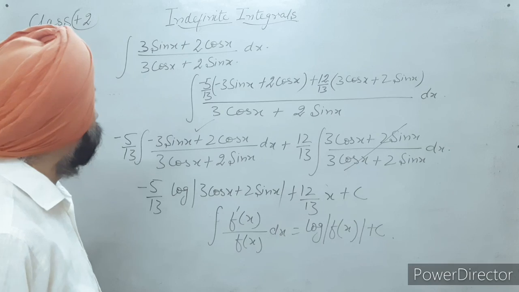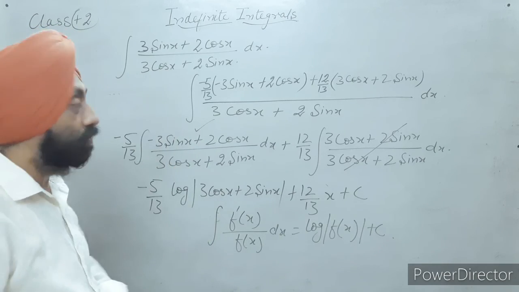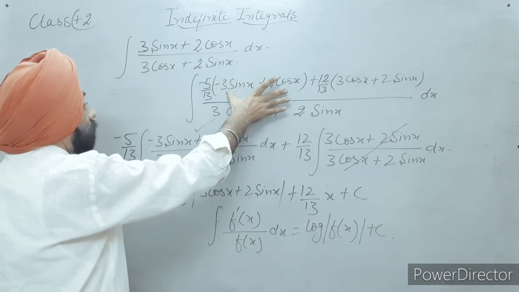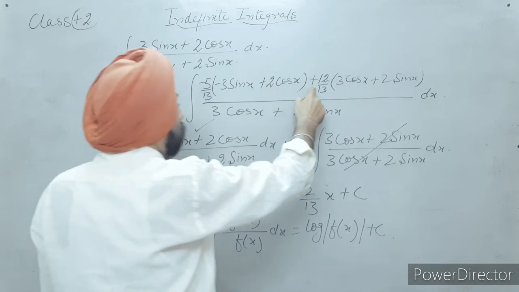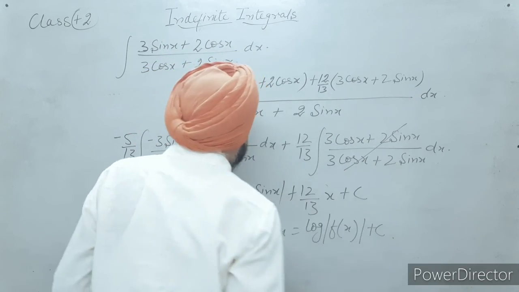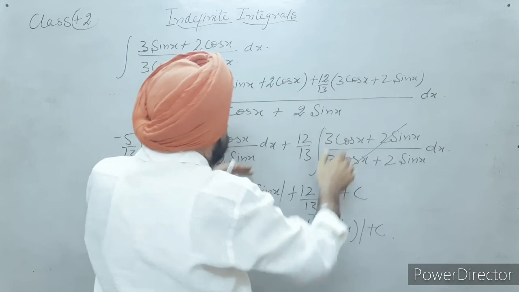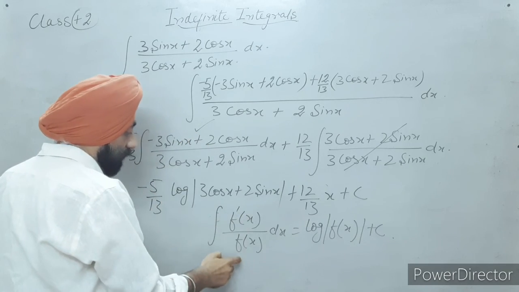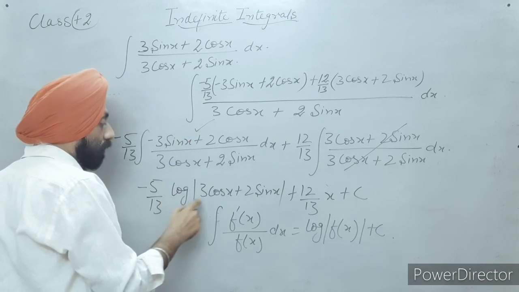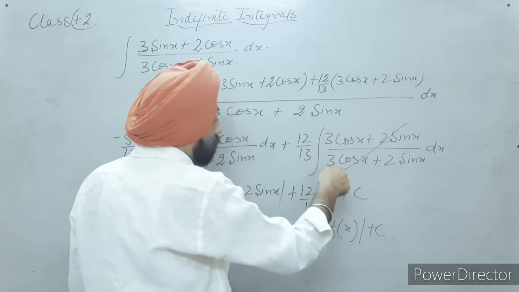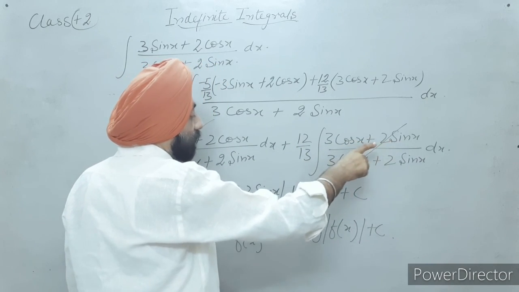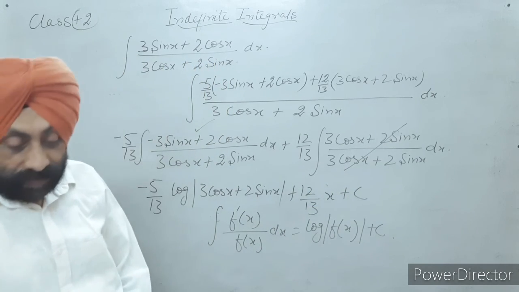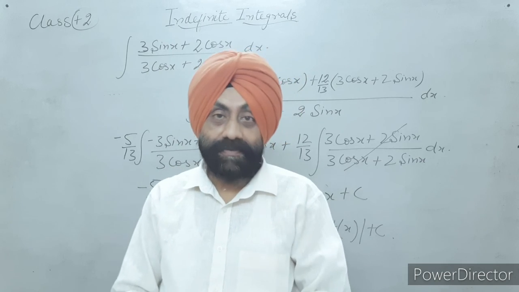Now hope you have understood this type also. Replace the numerator with lambda times the derivative of the denominator plus mu times the denominator. Divide them separately, and you get this. The first one will be of this type, giving log of this, plus this cancels out, 12 by 13 times 1 dx, and the integral of 1 is x plus c. Now hope you have understood all the three types.